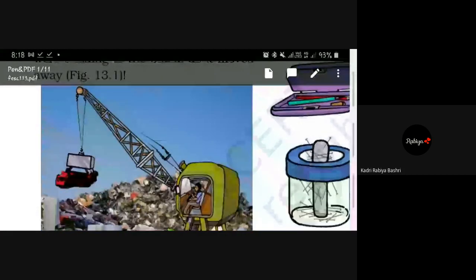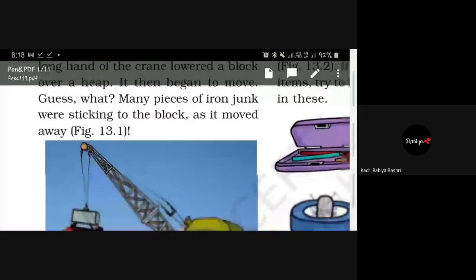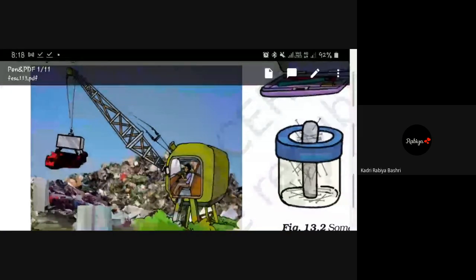So now you can see that there was a lot of waste material over there, just a huge pile, a heap. Now what is this person doing? He is sitting in a crane, and he is lowering the crane. Some iron pieces are shifting towards that block. This block is a big magnet, and with the help of the magnet he is attracting pieces of iron from this waste material. If he collects the iron, he can sell it as scrap, what we call bhangar. So he can get money from this waste. So he is collecting the iron pieces.